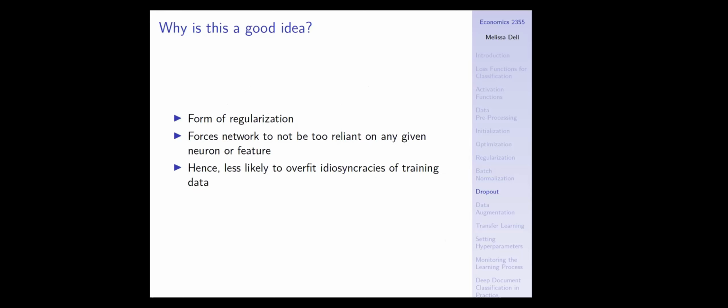And so you might think, well, why would this be a good idea to just kind of throw out half of your neurons? Well, the reason is that it's a form of regularization. Again, it's going to force your network to not be too reliant on any given neuron or feature. Instead, your network's going to have to spread out its ability to do whatever you want it to do across multiple neurons. And this makes it less likely to overfit idiosyncrasies in your training data.